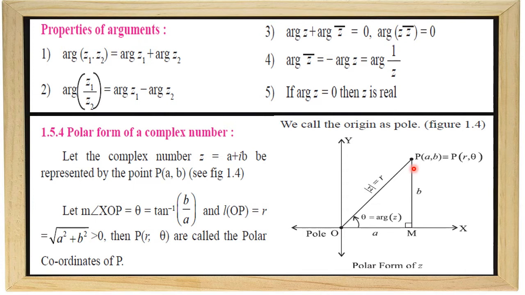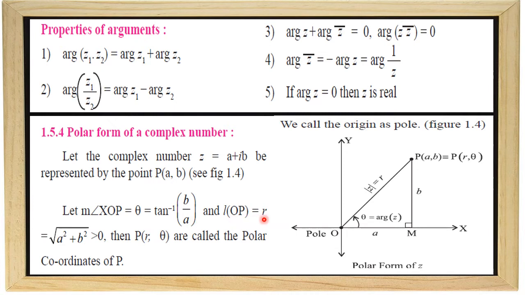Then let the measure of angle XOP, that is the measure of rotation towards the positive direction, be equal to theta, which is equal to tan inverse B upon A, and the length of OP is equal to R. With this theta, that is the argument or amplitude, we also learned. Amplitude is equal to tan inverse B upon A, and the length of OP is equal to R.